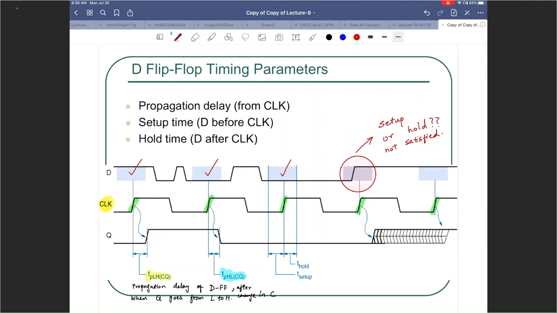Setup is absolutely right. The reason why setup is right is because we changed D, as D was not stable before the clocking event, right? D had to be stable before the clocking event. It is not. So the clocking event happens here. D changed before that. So we broke the setup time parameter.